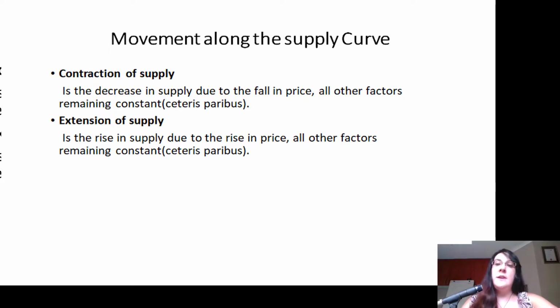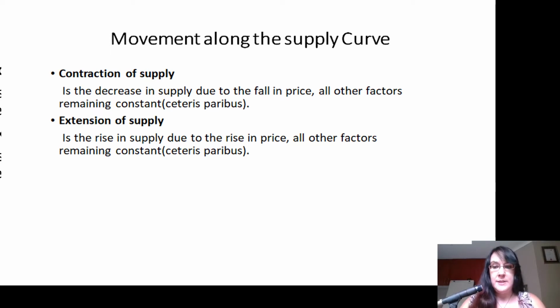So here's just a slide going into a little bit more detail about contractions of supply and extensions. This only pertains to a movement along the supply curve, not shifts in the supply curve, which we will look at later. So when I'm dealing with a contraction of supply, as I've mentioned, as the price decreases, the suppliers would be willing to supply less because they want to supply at a higher price. Extensions of supply: as the price increases, the supply will increase alongside of it because suppliers want to supply more at a higher price.